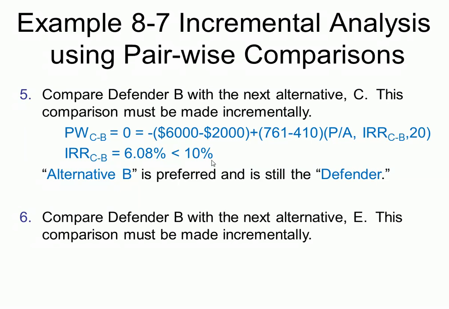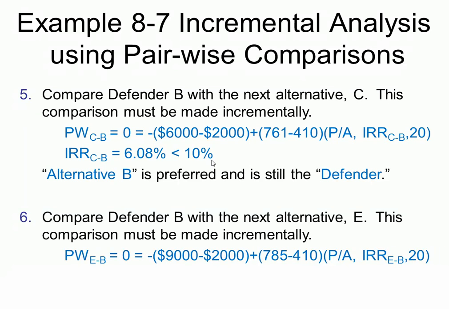And then we can compare B to this last one, which is alternative E. It's the highest initial cost. And again, we are making this comparison incrementally. So it's going to be E, which is the highest cost, minus B. So we're going to look at the present worth of E minus B, set it to 0, and then find the incremental rate of return of E minus B from that. We compute the present worth of E minus B. This is the initial cost of E minus the initial cost of defender B, right? The B is lower, so we're subtracting the B.